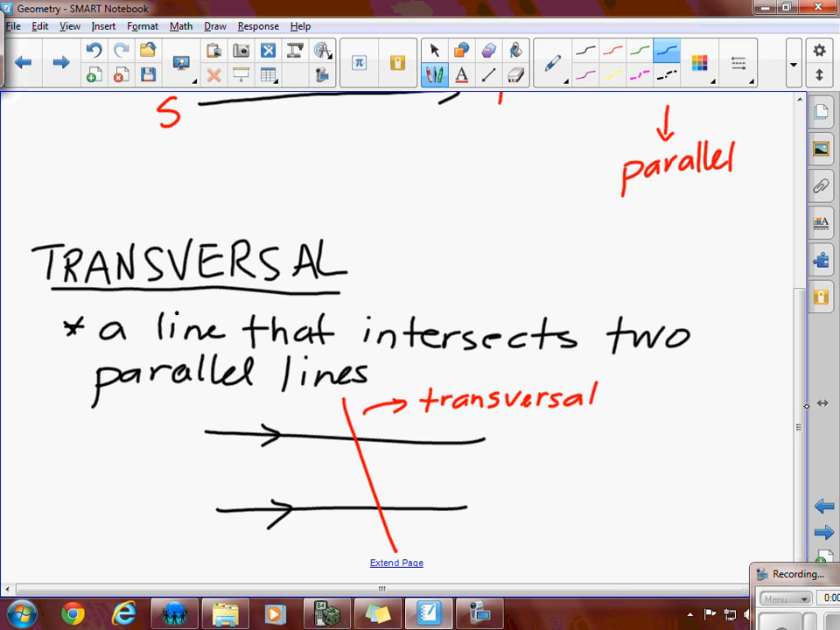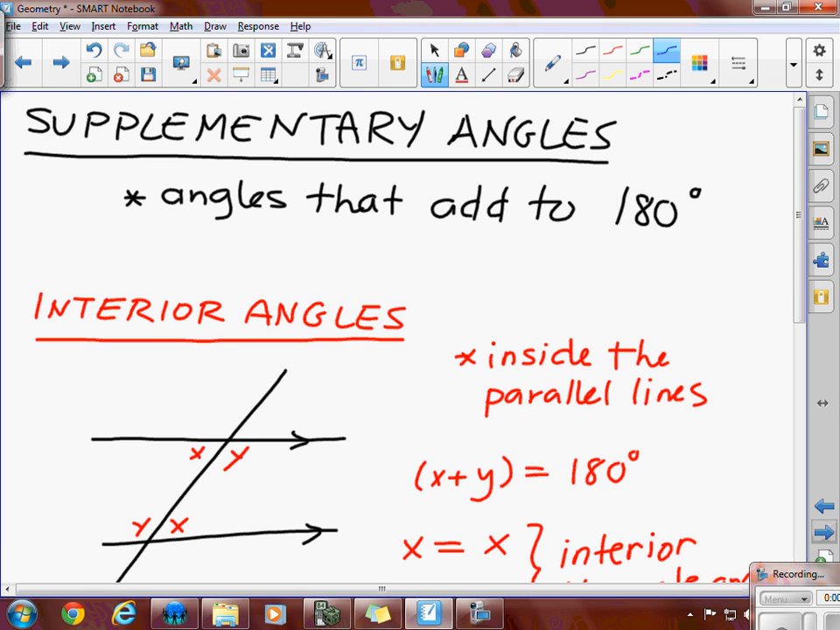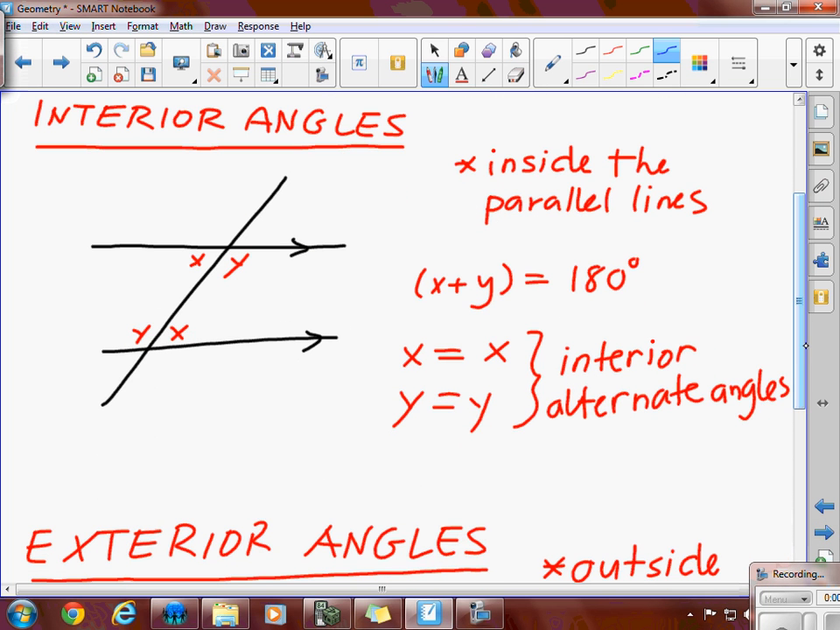We had the transversal, and the transversal is the line that cuts these two parallel lines up, and it creates 8 different angles. And these angles are related, and they have certain names. We said interior angles are angles that are inside the parallel lines. And so we had this situation here where y and x are interior angles, but we'd say y and y are interior alternate angles. And what we said is x plus y has to equal 180 degrees.